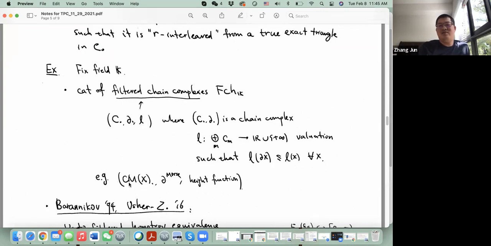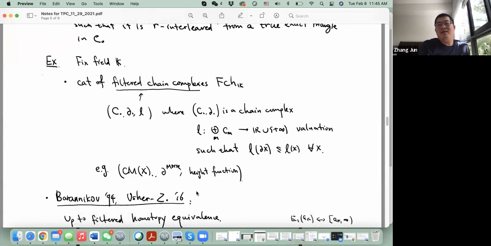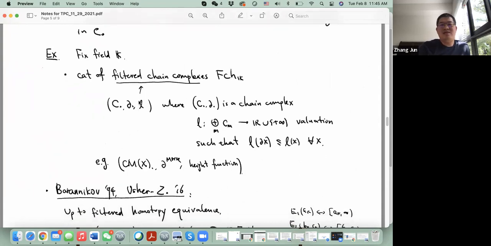The classic example is the one you have just seen: a Morse complex with critical points, where the height function is precisely this valuation. The only condition you need to put on the height function is that the boundary operator will not increase the height. This is the only condition we have. If you put in this extra ingredient, you get something called a filtered chain complex, and the category of these is called FCH over a field K.